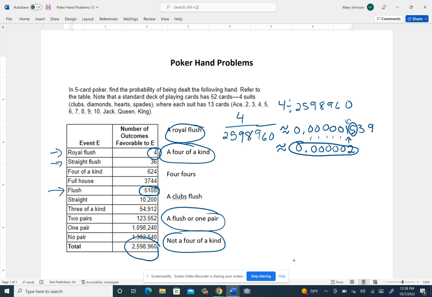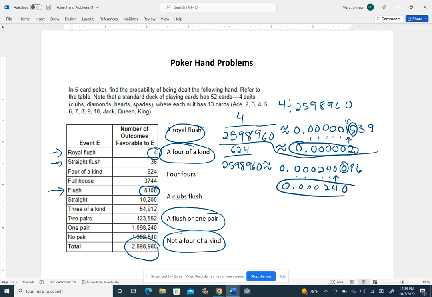For 4 of a kind, you're just going to put 624 out of all the possible hands, and then divide that out. It's going to turn out to be approximately 0.000240096, is what I saw in my calculator. So 1, 2, 3, 4, 5, 6 places would be here. It's a 0 after it, so you would put in 0.000240. So that's the 4 of a kind one.